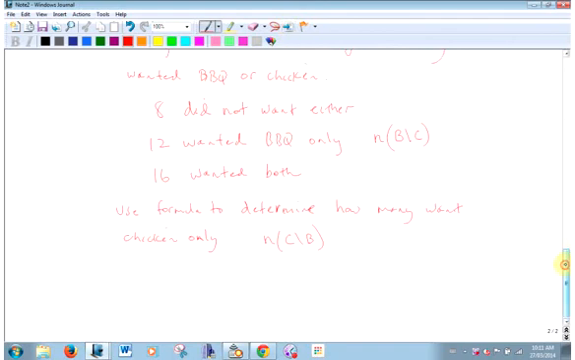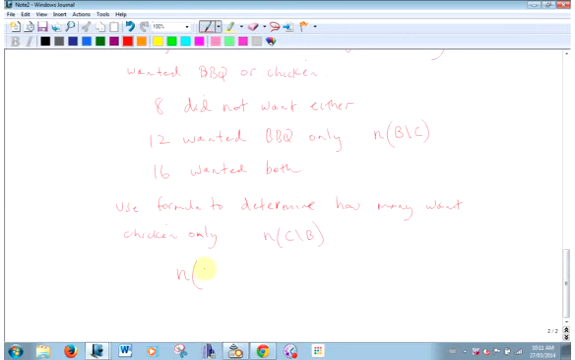Well, so what's my formula? n of barbecue union chicken, or barbecue or chicken, that includes both, is n of barbecue not chicken plus n of chicken not barbecue plus those in both. Okay, so does that kind of make sense? Like this is all the people, right? Remember yesterday, that was my group A, B, and C. It's the ones that have just that one, just this one, or maybe they had both.